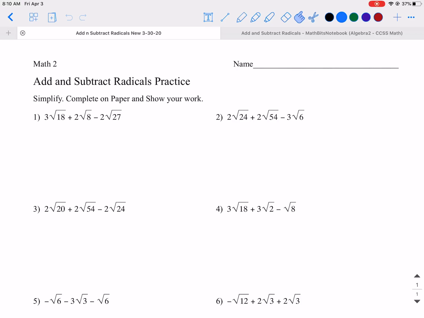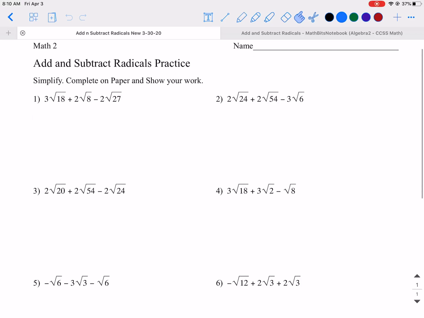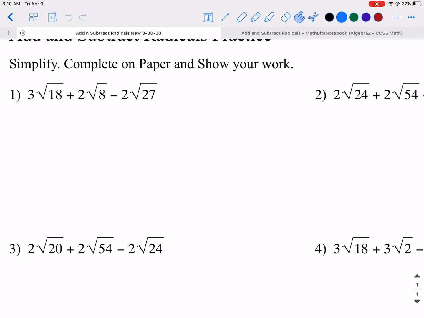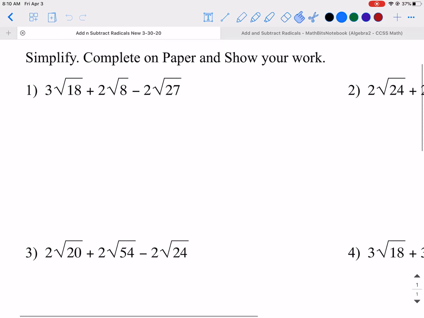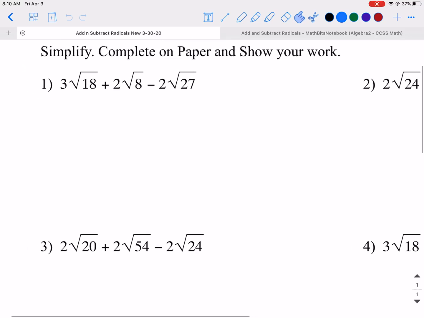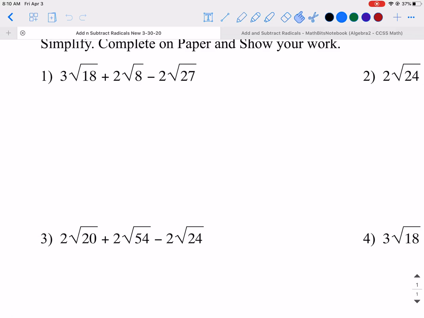Hey, here's some problems worked out from your practice worksheet before you take your graded assignment. So the directions are simplify, complete on paper, and show your work. So I'm going to complete right here, looking at number 1. Going to look at my indexes. They are all the same.